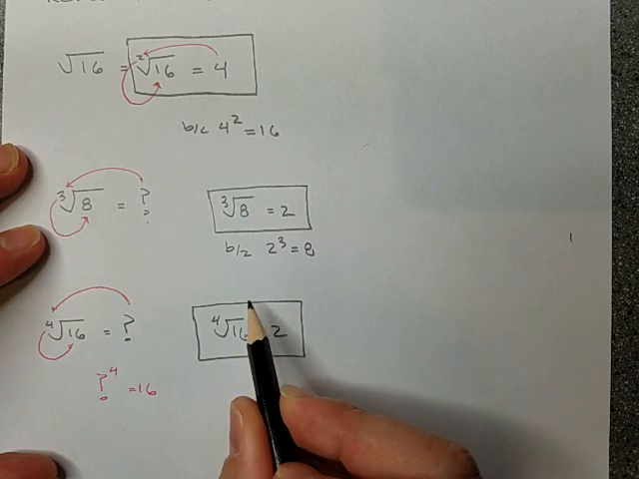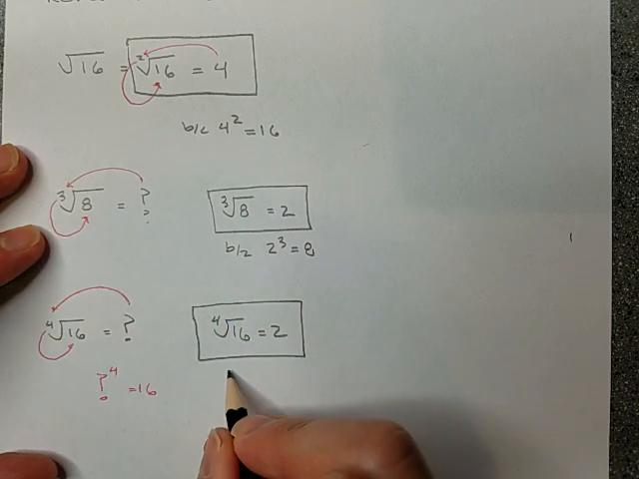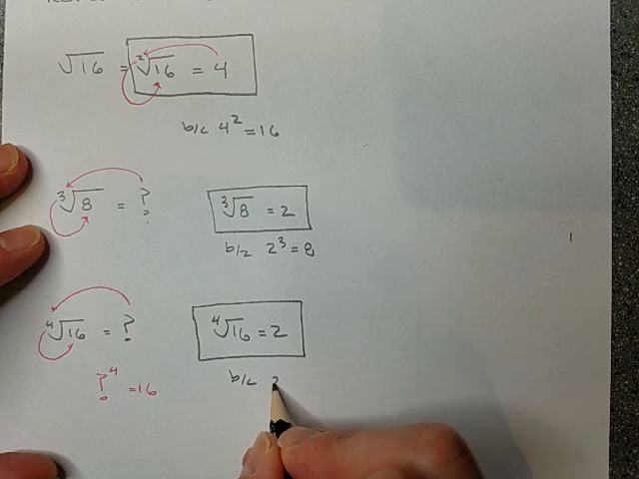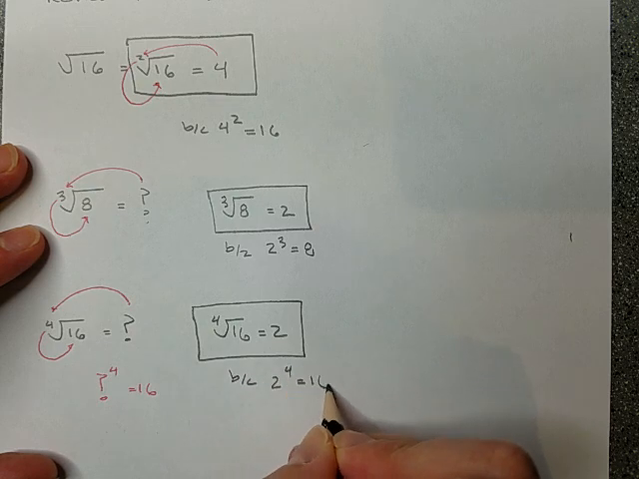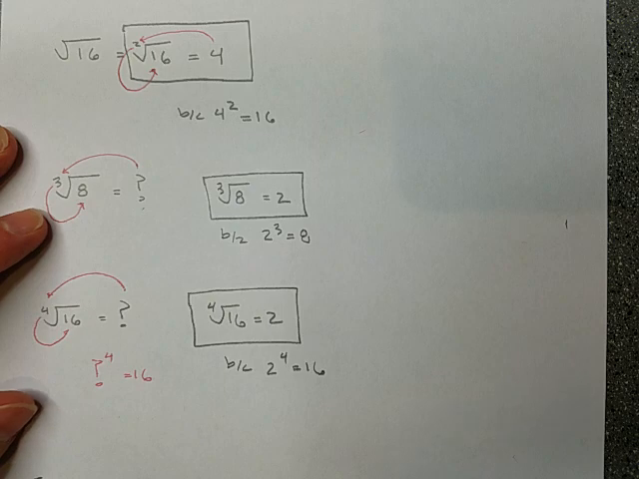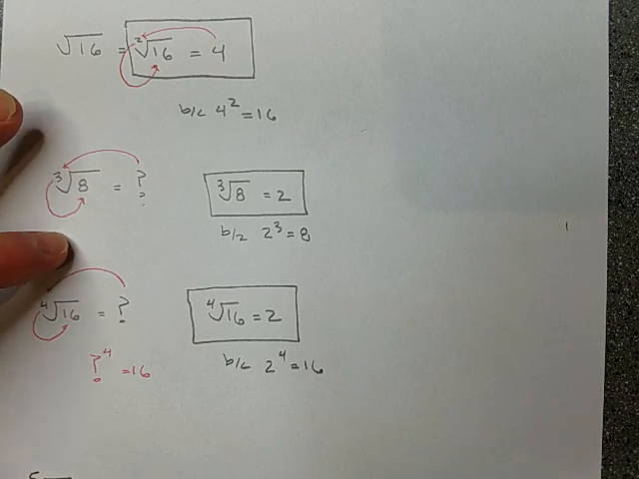2 to the fourth power is 16. So that's my because. That's my reason that I'm going to give you. 2 to the 4th power is 16. All right? Try it out. Try it. 2 times 2 times 2 times 2. It's 16. Definitely 16. Let's do one more.